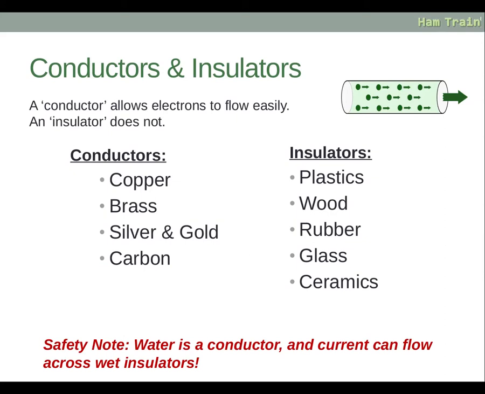With conductors and insulators, a conductor allows electrons to flow easily. An insulator does not. It's the opposite. It resists flow. So examples of conductors are things generally metal like copper, brass, silver and gold, and carbon as well. For insulators, the materials normally used are plastics, wood if it's dry, rubber, glass, ceramics, that type of thing. So please familiarise yourself with these examples. There may be a question on the test about this.